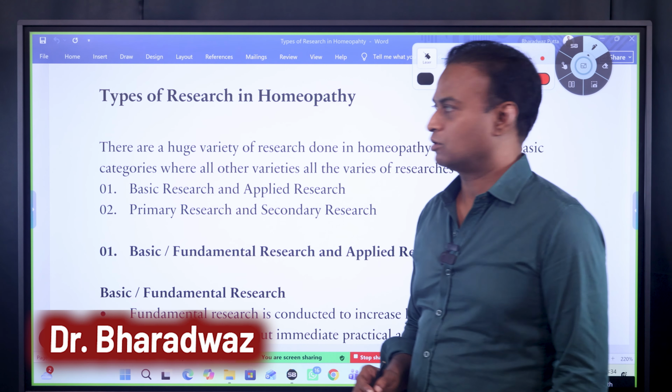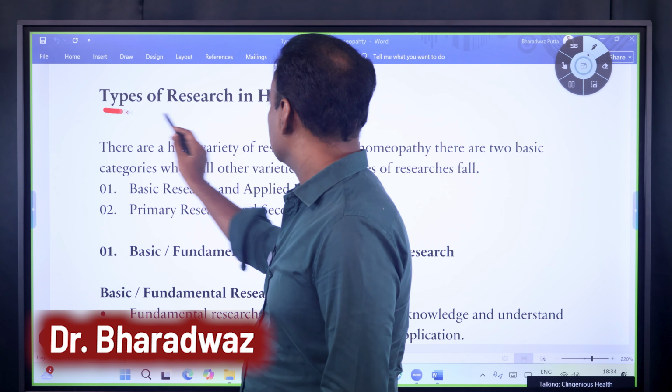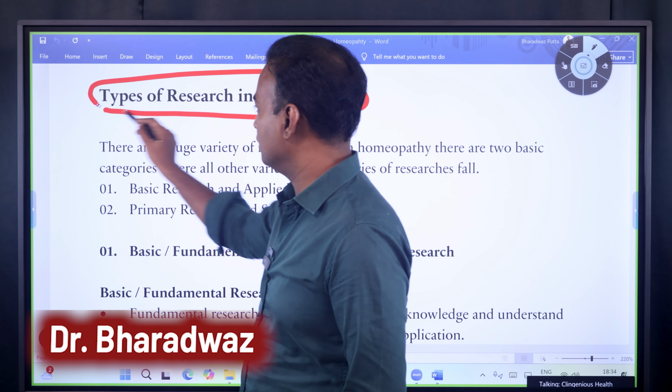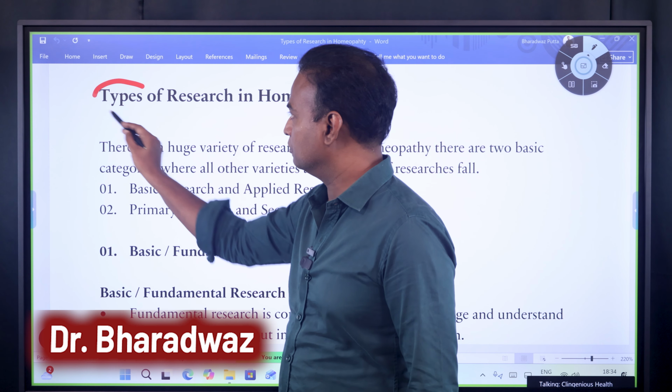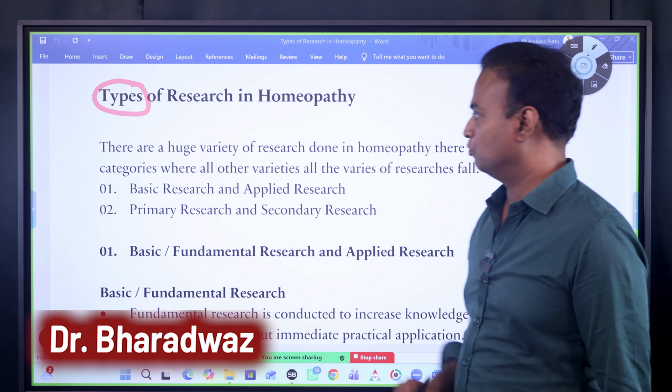Today we will discuss the topic of types of research in homeopathy. What are the various types of research? Here we are concentrating on the word types. Okay, types of research in homeopathy.